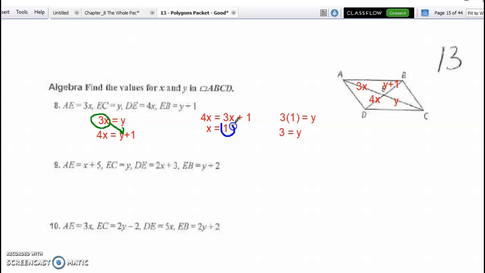And when we take this 1 and put it right in there, here's my work right there, we get y equals 3. So there you go, folks. That's it for that particular section. All these problems are very similar.